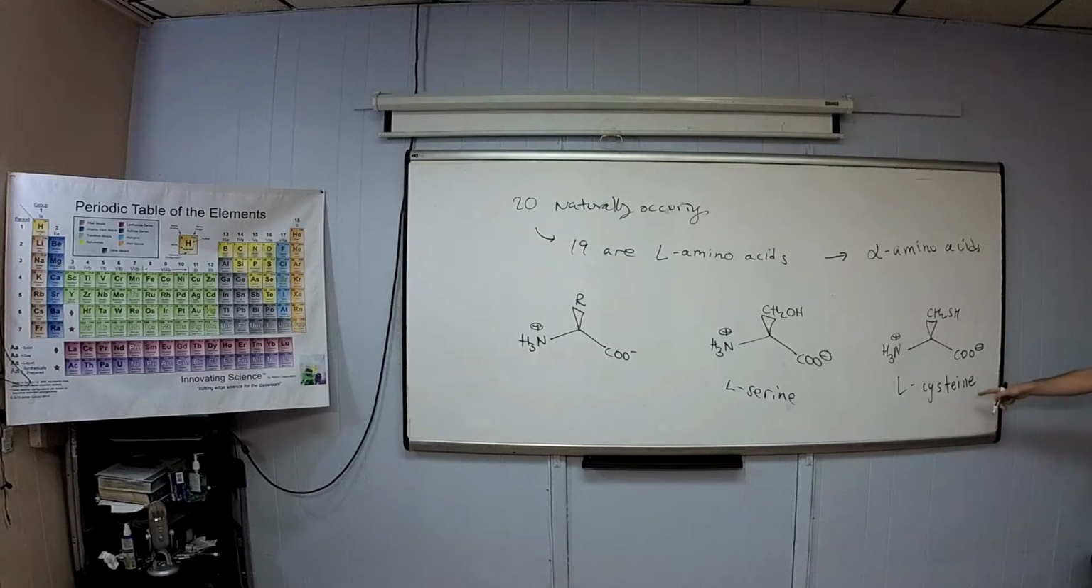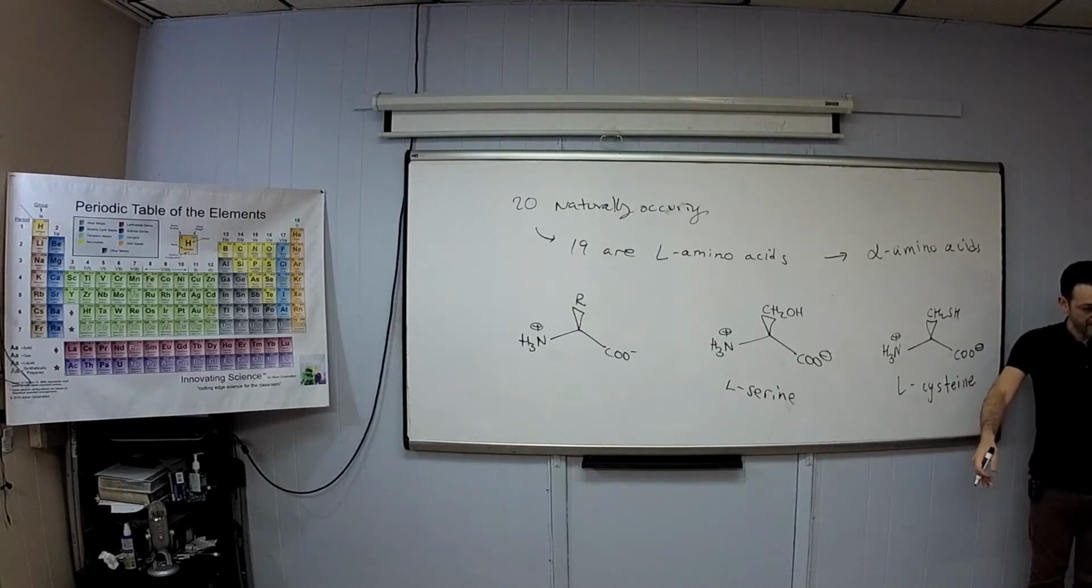There's a different thing called cystine, and that's when you have 2 of these with a disulfide bond between them, and cystine is missing the E. But cysteine has the E. That's L-Serine. This is L-Cysteine. They're both L-amino acids. They're both structurally similar in spatial orientation.